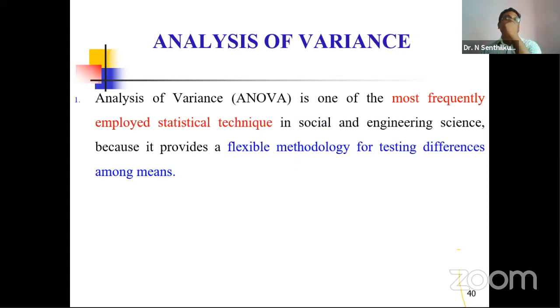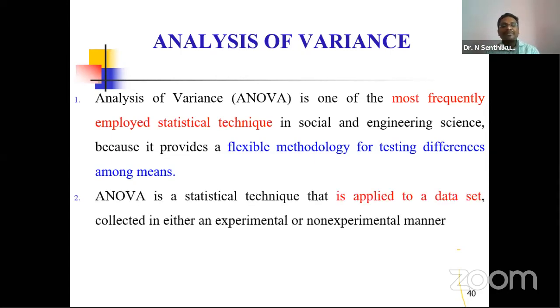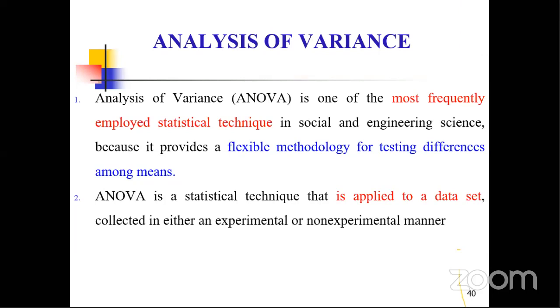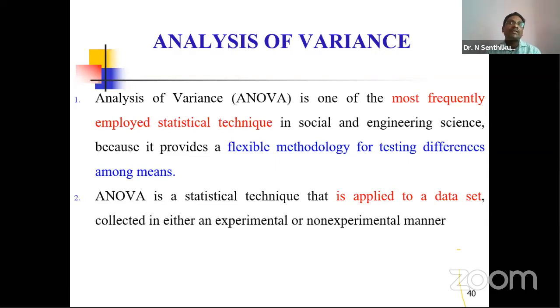So what I'm going to identify or infer is what variations exist among the three inputs. ANOVA is a statistical tool which provides a flexible methodology for identifying the variance or the difference among the means. This ANOVA can be applied to data collected in an experimental manner or in a non-experimental manner. What is the experimental manner? If I do an experiment in a chemical reaction bath, an electroplating setup, or a turning process using a machine, then it is experimental. The non-experimental manner is data collected from questionnaires, surveys, and feedbacks. Data collected from these methods is known as non-experimental.